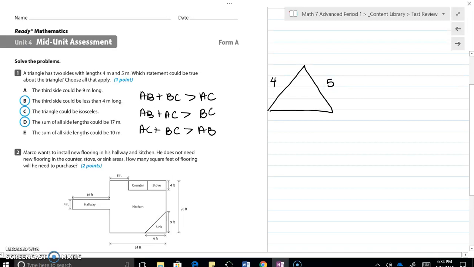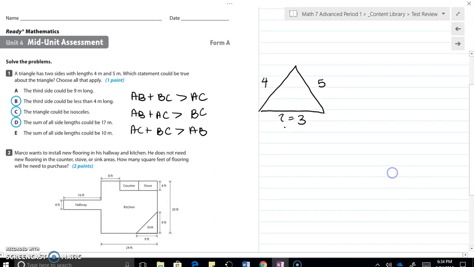Okay, so let's test it out. AB plus BC. It says the third side length could be less than 4, so we're going to use 3. Any number less than 4 will do, so obviously except 0. So AB is 4, BC is 5, and AC is going to be 3. Okay, so AB once again is 4, so 4 plus 3 has to be greater than 5.